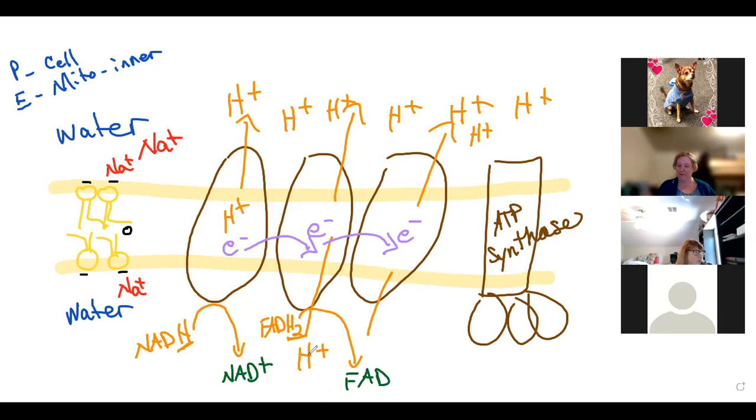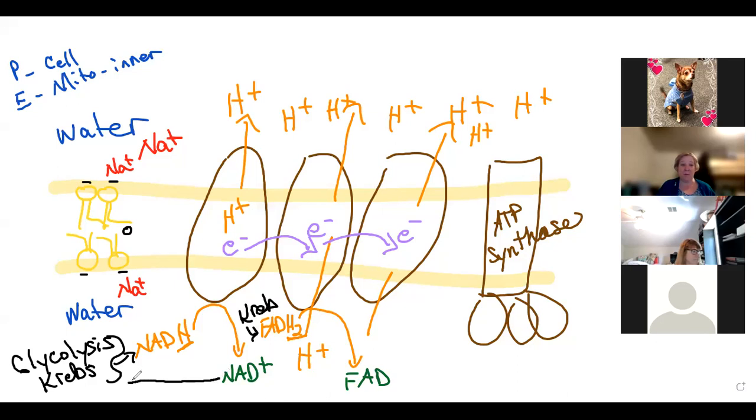So where are the NADH and the FADH2 coming from? So this is coming from, here, let me go ahead and draw that in. So they're coming from glycolysis, and the intermediate step in the Krebs cycle, okay? So they're getting shipped from these factory lines and they're coming over here, okay? Because those are happening continuously. Exactly. Okay. Yep. And then these guys are coming from the Krebs cycle. And then these guys go back and pick up more hydrogens.